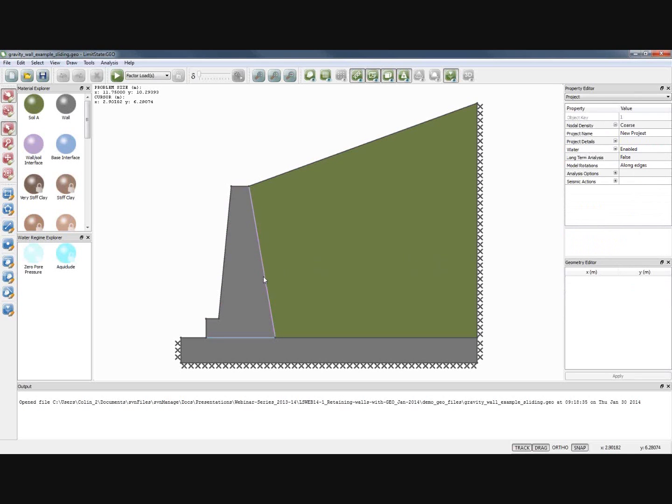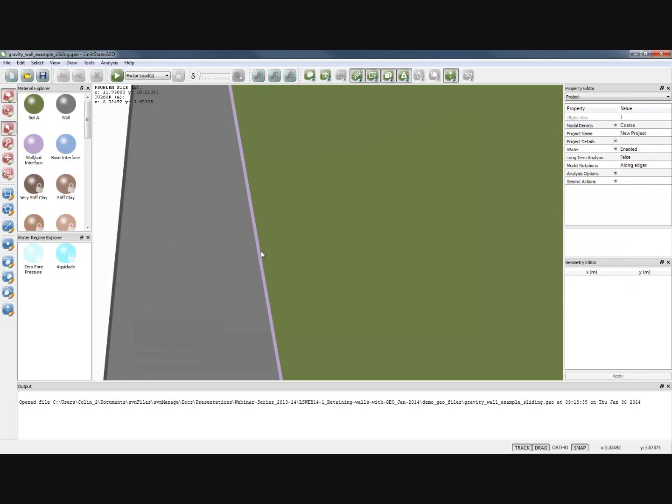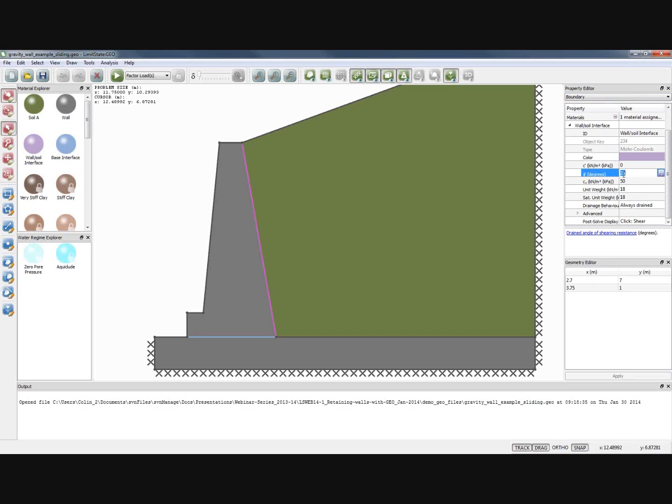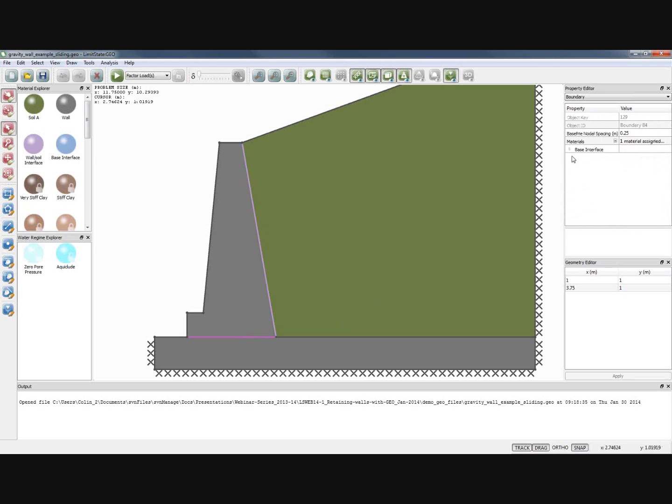And also you'll see that on the interfaces we have a different colored material. If I click on that, this is a boundary, and it's got a material called the wall soil interface. So actually we're modeling a reduced angle of friction of 25 on this interface, whereas the soil itself has 38. And the same for the base here. We have another material called the base interface, and that has the same angle of friction.